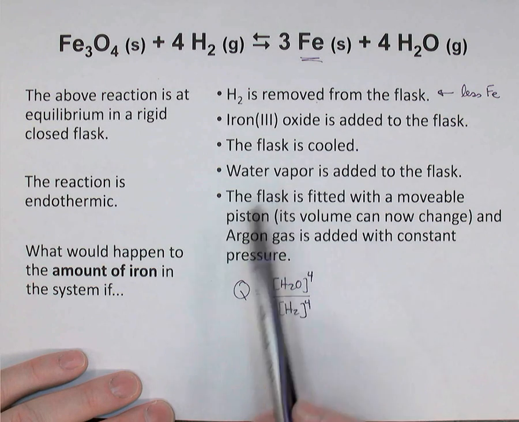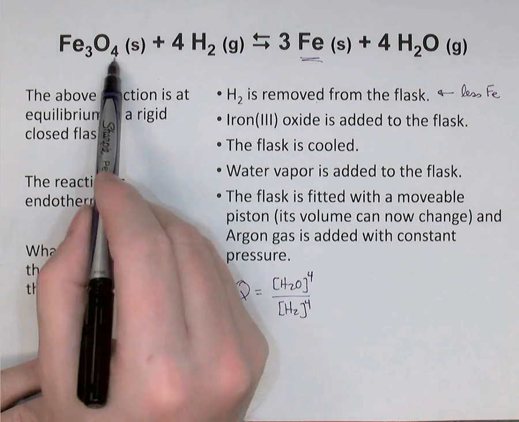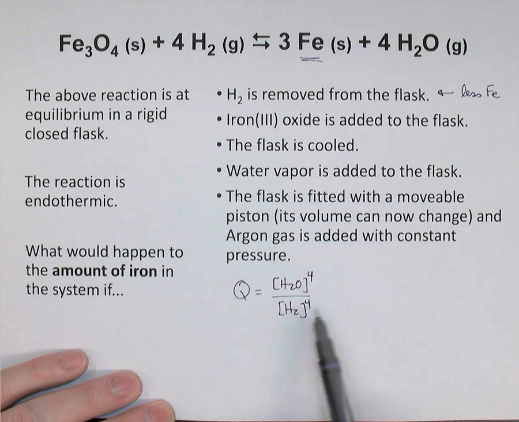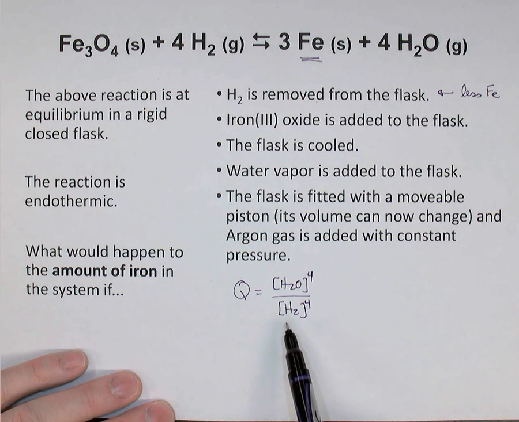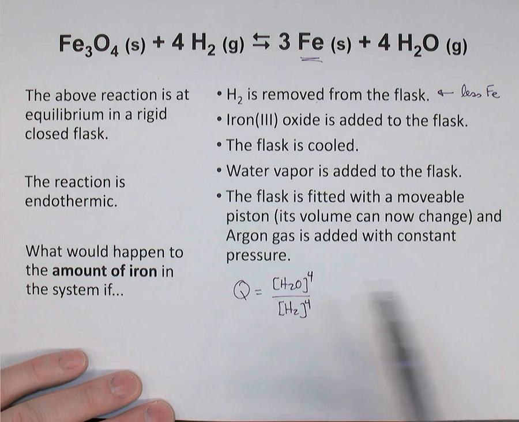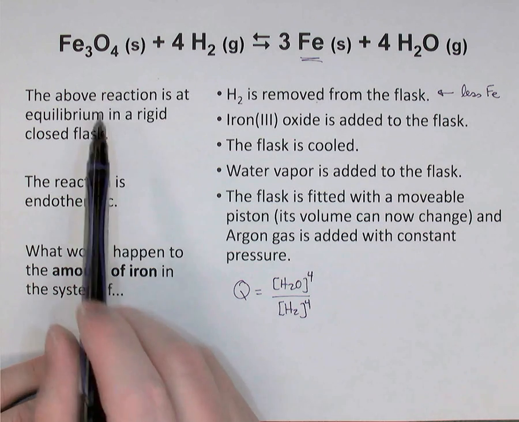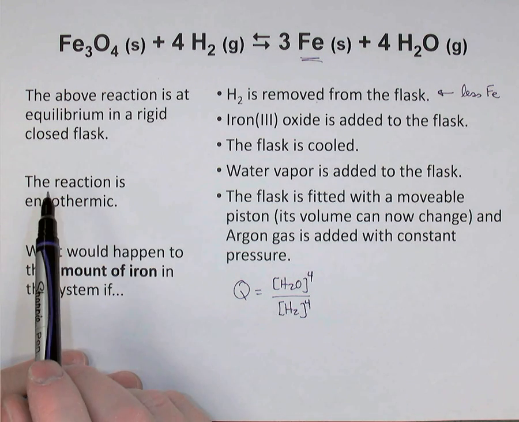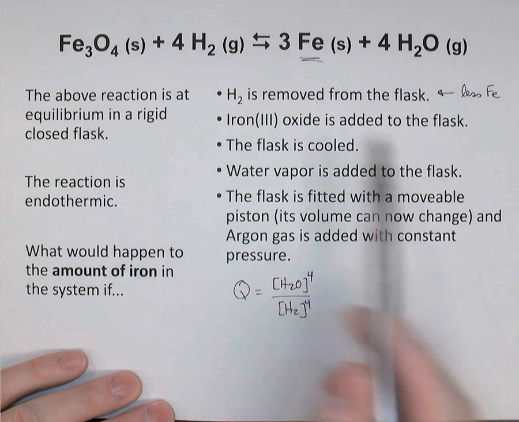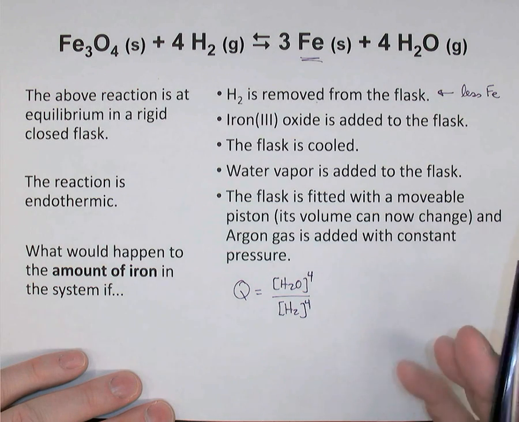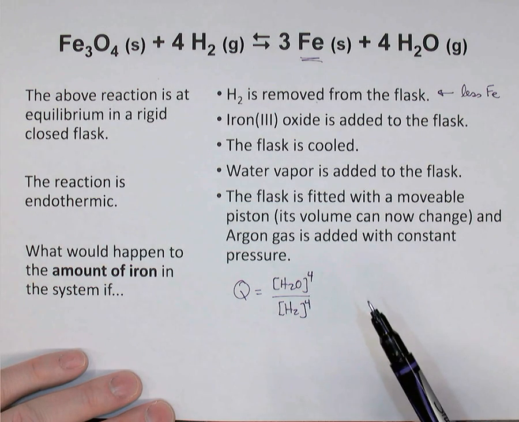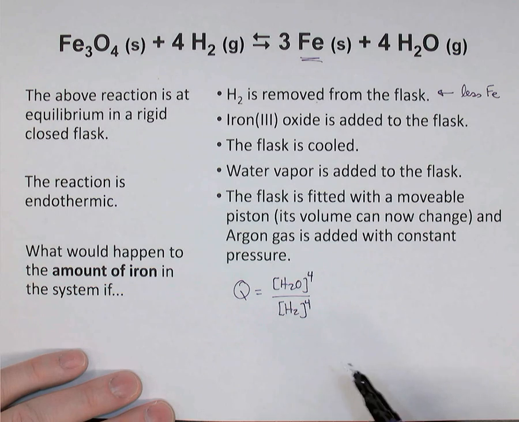If you add iron oxide to the flask, well, the iron oxide is a solid. It doesn't appear in the expression for Q, therefore adding some iron oxide does nothing to these concentrations. Q is not affected, there's no shift. You could also argue that because it's a solid with constant concentration, the rates are unaffected, therefore the forward and reverse rates remain equal, there's no shift.